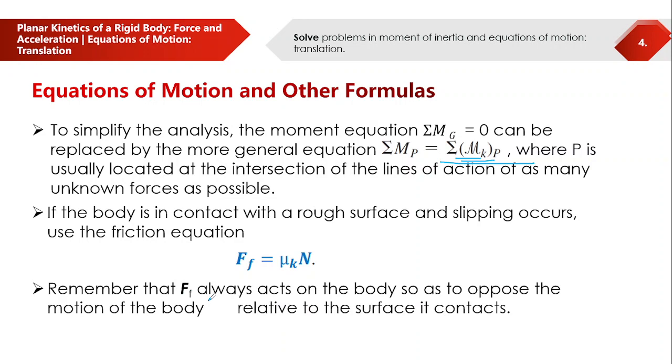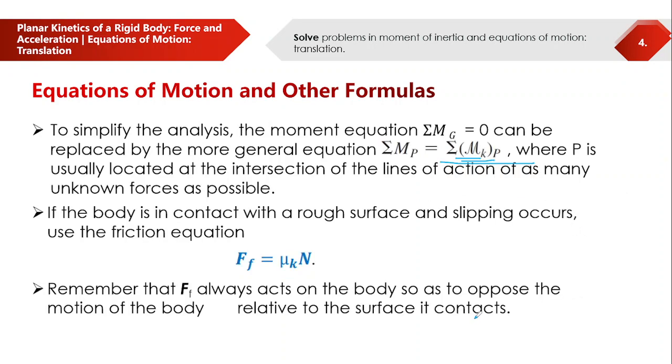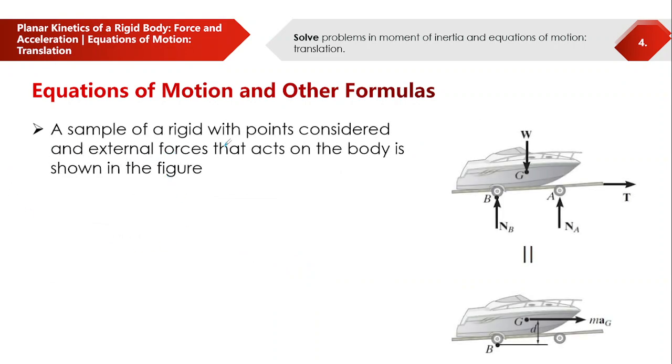Then remember that F sub F, or the friction force, always acts on the body so as to oppose the motion of the body relative to the surface it contacts. And we all know that one. The direction of our friction force is always opposing the motion of the body, or the movement of the body. Let's say for your friction, for example, the direction of the movement of your body is to the right, your friction force must be opposing, so it should be going to the left.